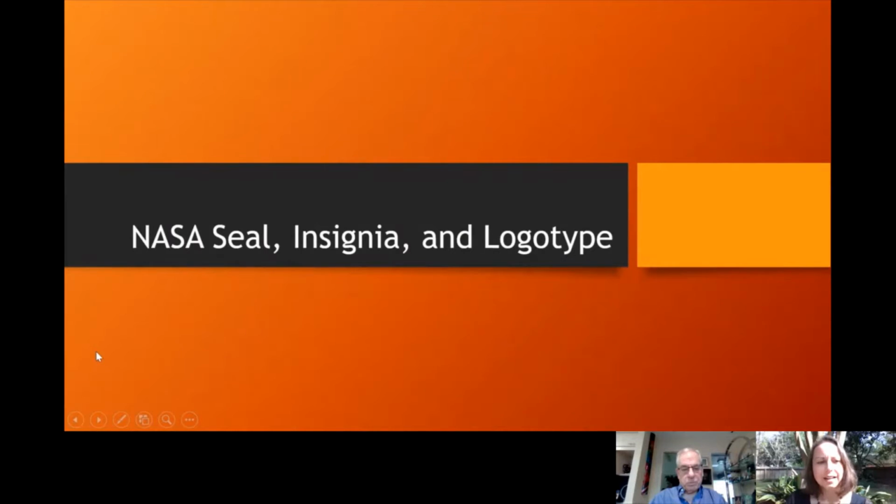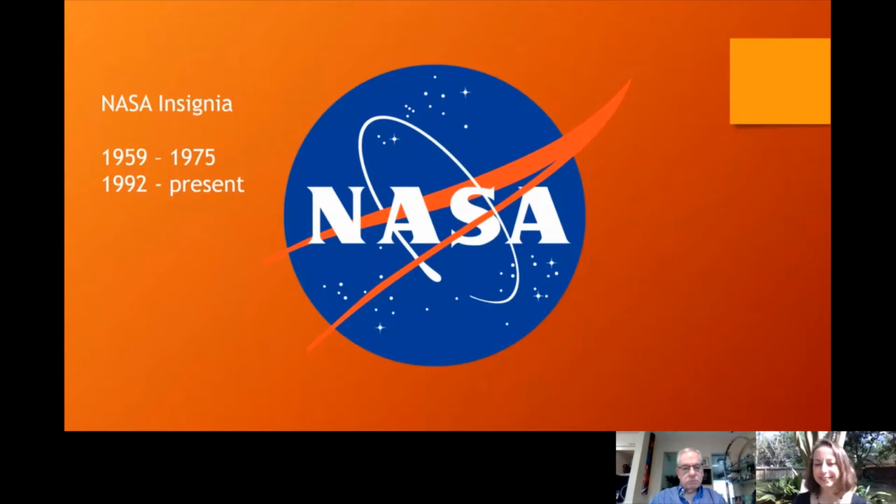All right. Ed, could you tell us the difference between seal, insignia, and logo type? Sure. What we're looking at now is the NASA insignia, more commonly known around the agency and beyond as the meatball. And that's to distinguish it from other graphic identifiers that we'll talk about later. But this is the standard major graphic indicator of our agency. This is our brand, so we treat it very carefully.